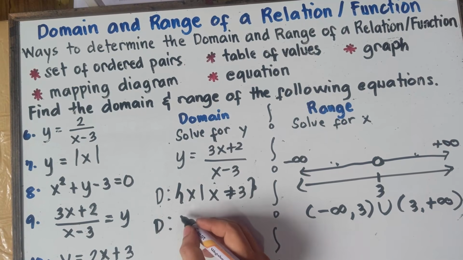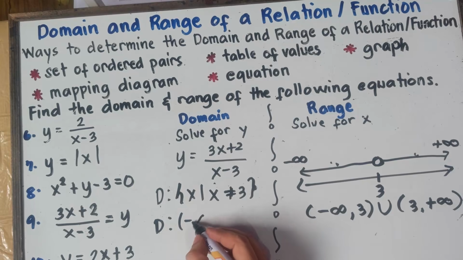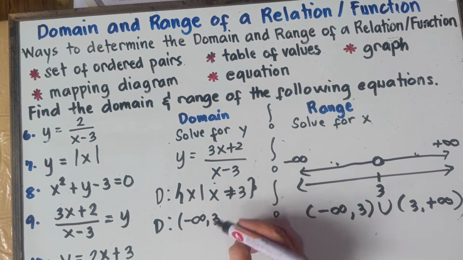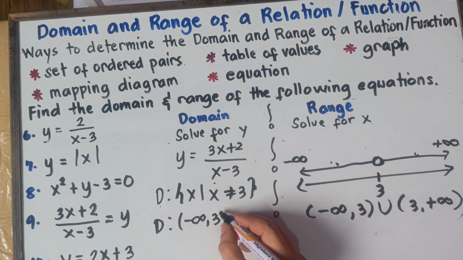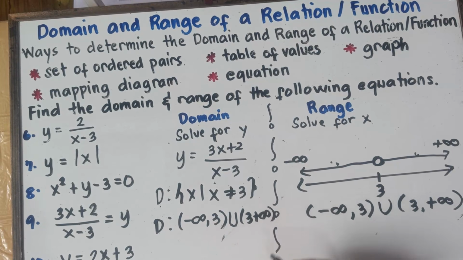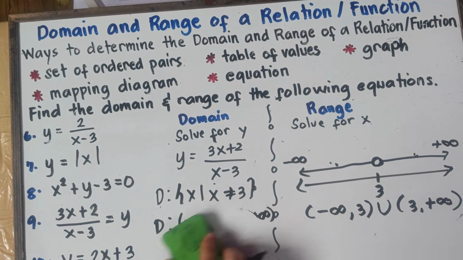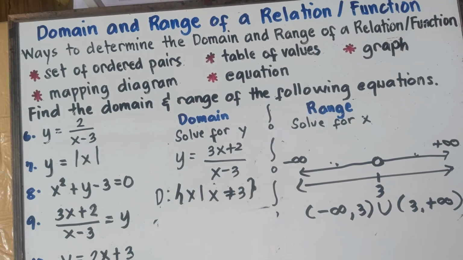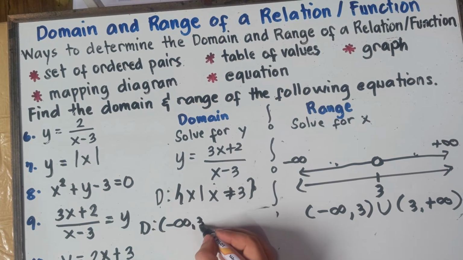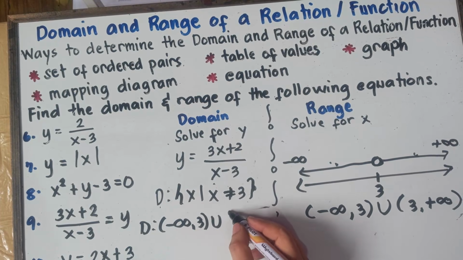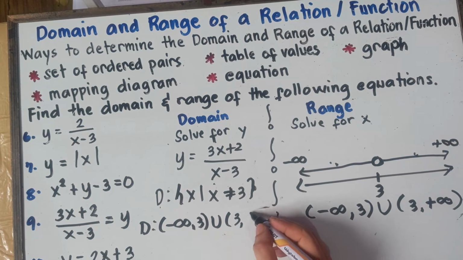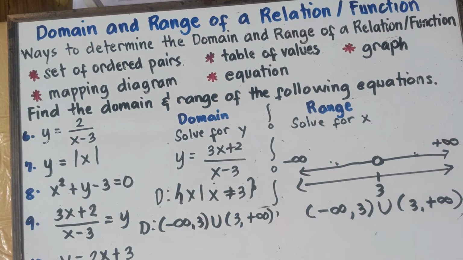So for interval notation, we have negative infinity, comma, positive 3, parenthesis, union, parenthesis 3 up to positive infinity, parenthesis. Let me just write it again, class. The domain is negative infinity, comma 3, parenthesis, union, parenthesis, once again parenthesis, class, because 3 is not included, 3, comma, up to positive infinity, parenthesis.